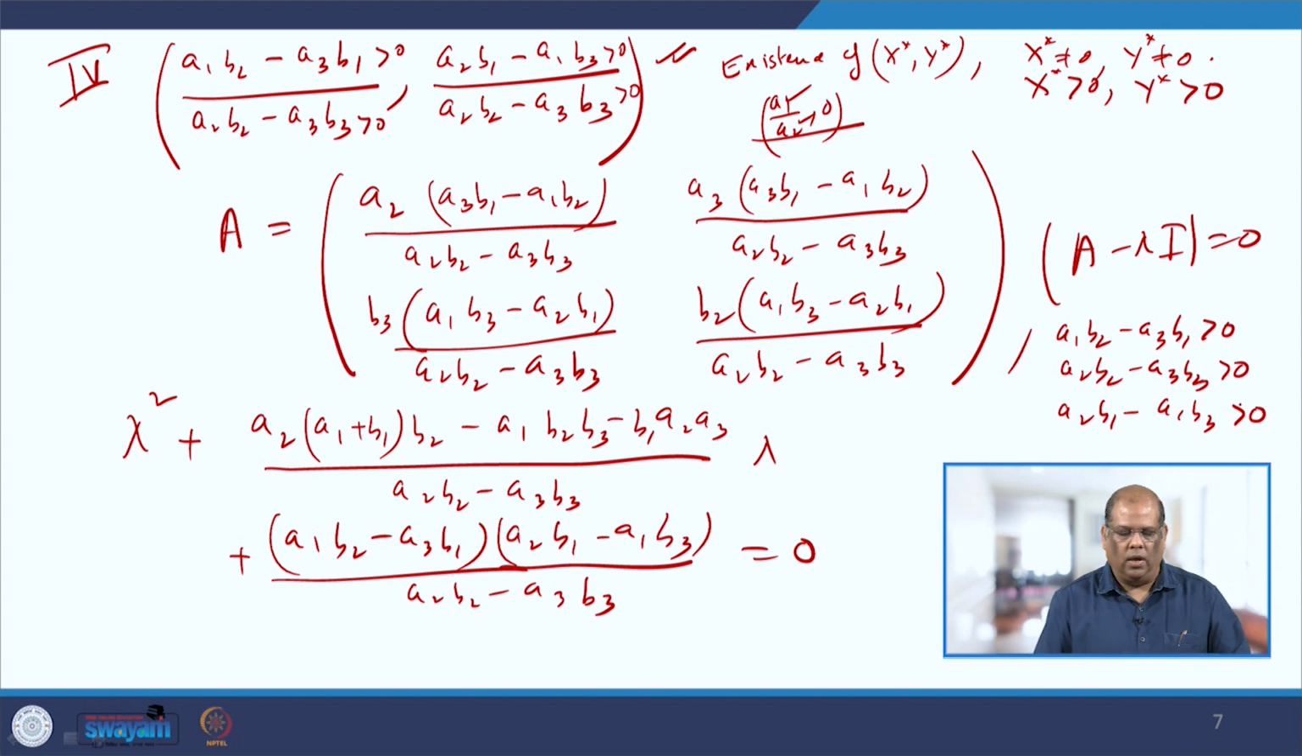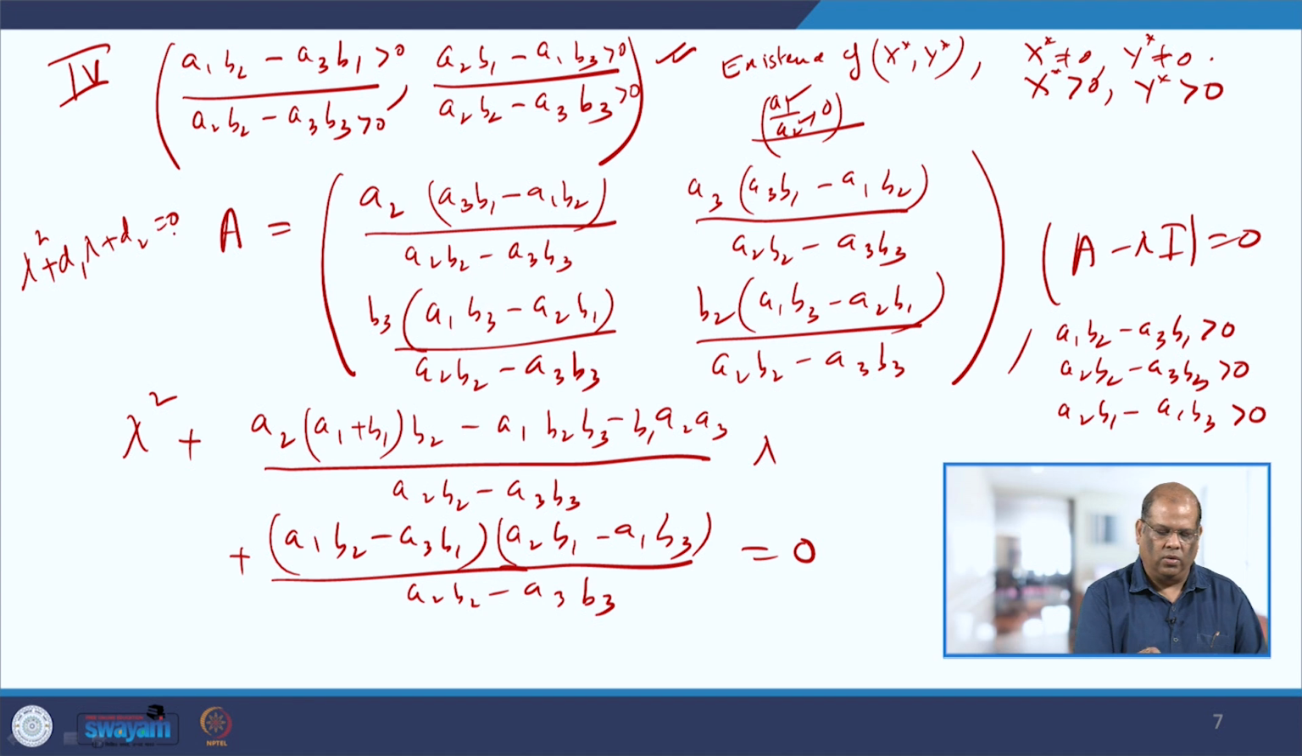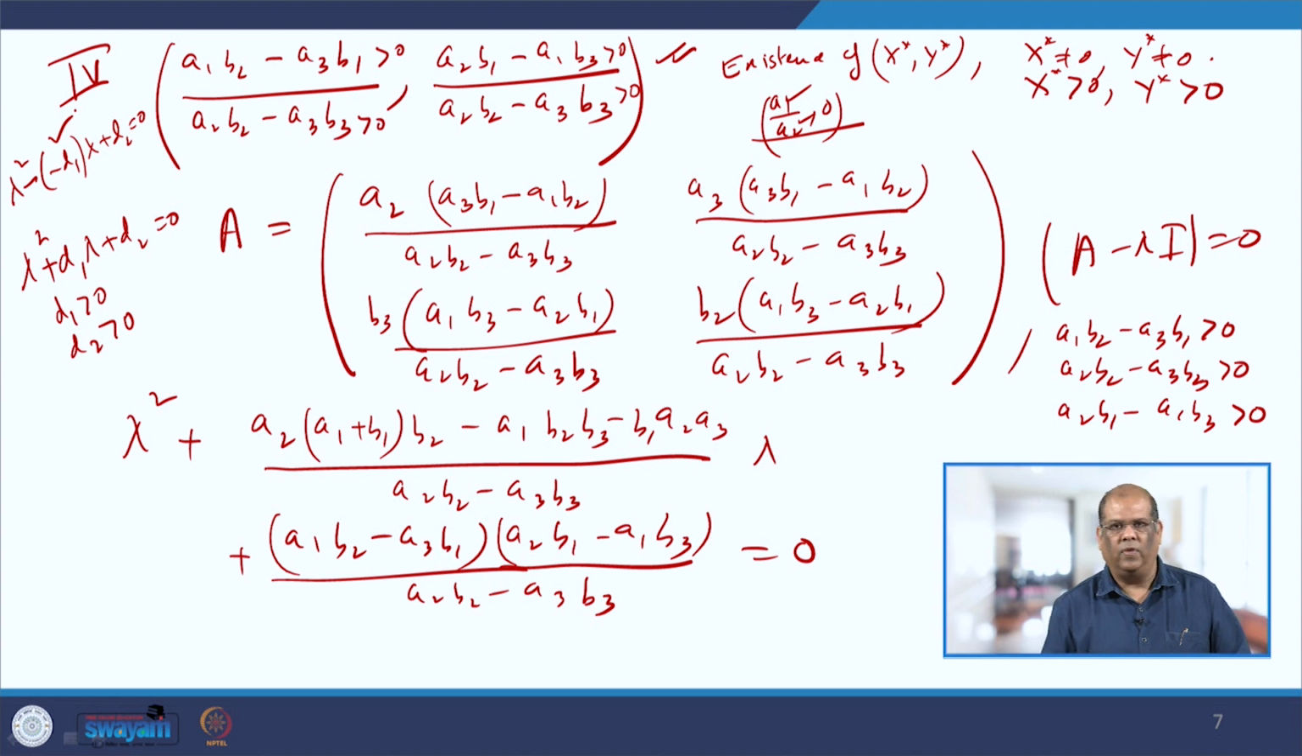Now, when you look into the characteristic equation, the Routh-Hurwitz criteria gives you that if it is lambda square plus some coefficient, say d1 times lambda plus d2 equal to 0, then the system will be stable if d1 and d2 are both positive. There is another version, you can write it as lambda square minus of minus d1 into lambda plus d2. So, this represents the sum of the roots, this represents the product of the roots.